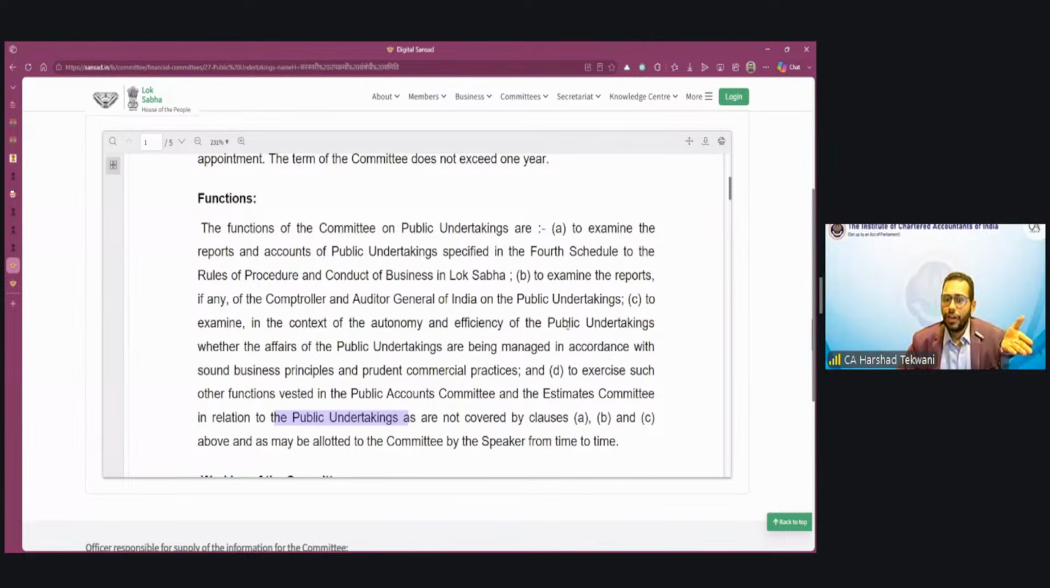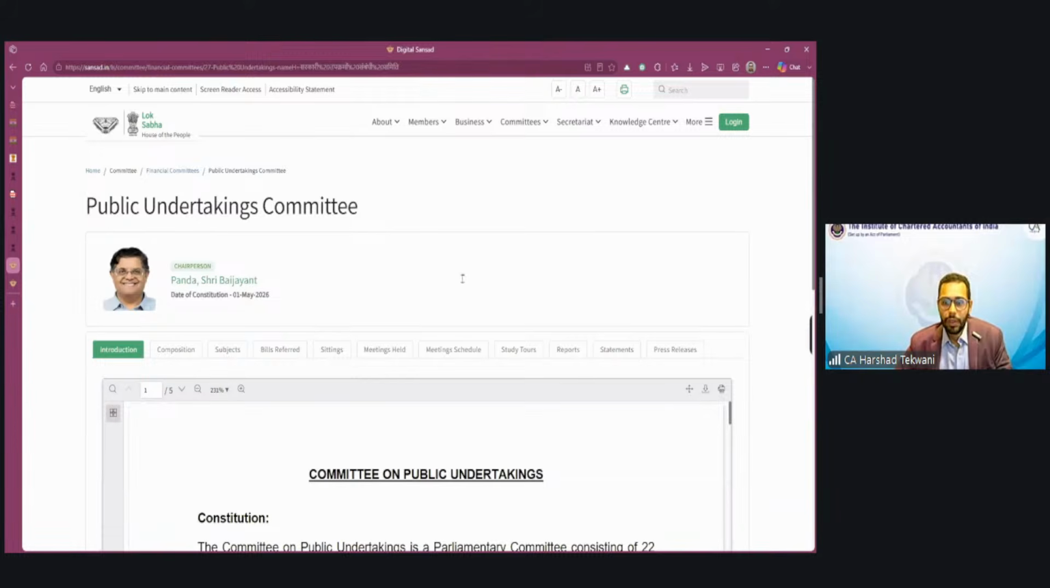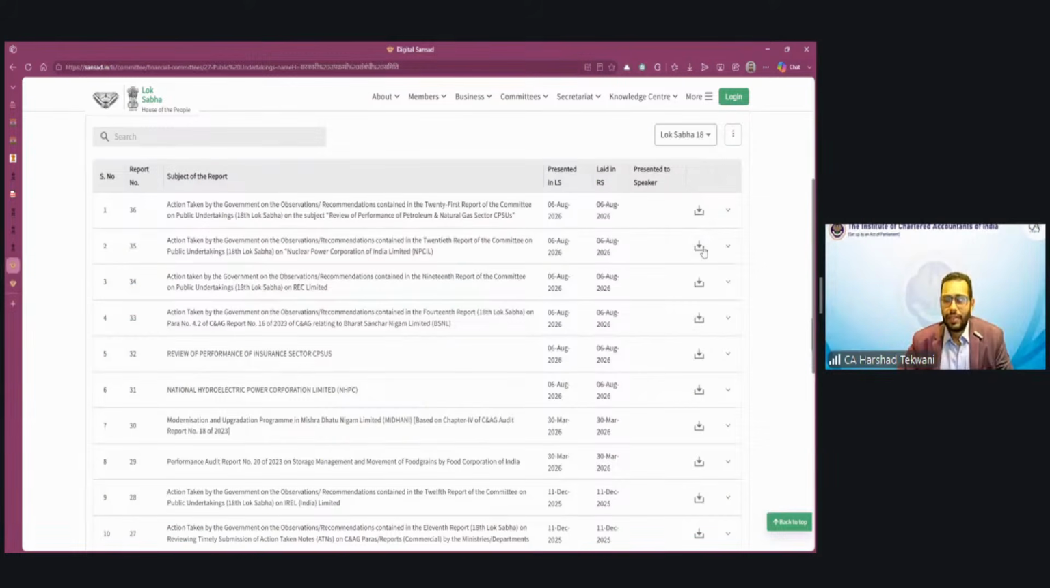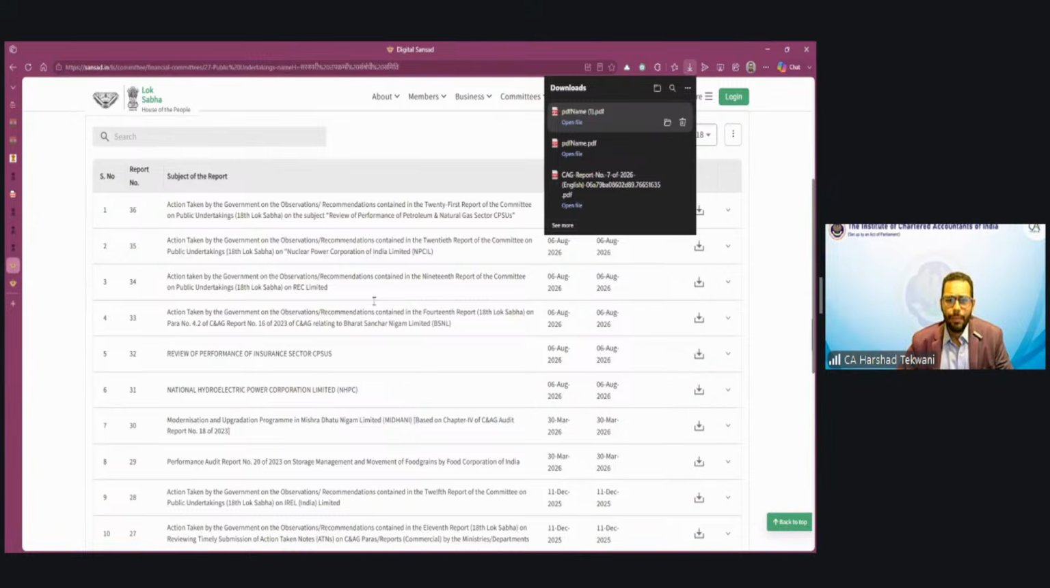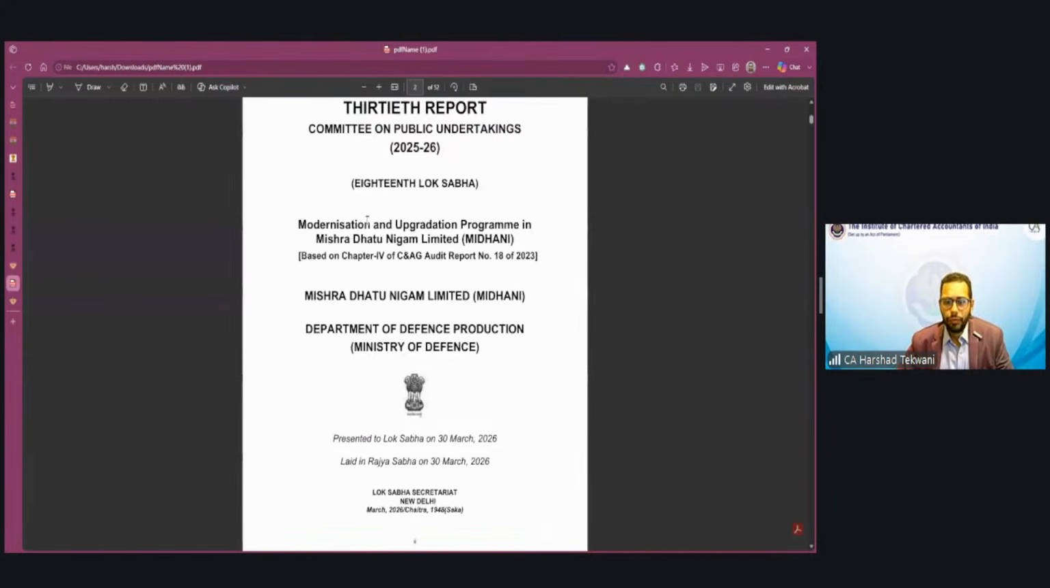And if I talk about their reports, see, here is one of the reports, a CAG report. Based on the CAG report, I think they have examined something. So let's see.